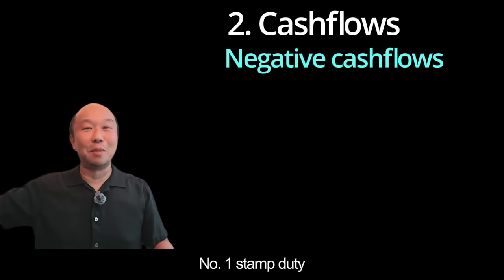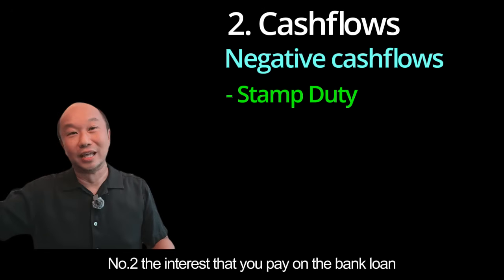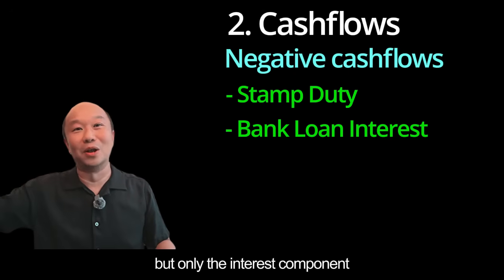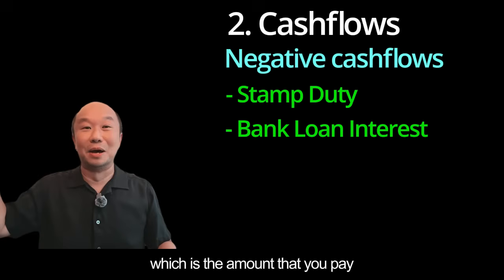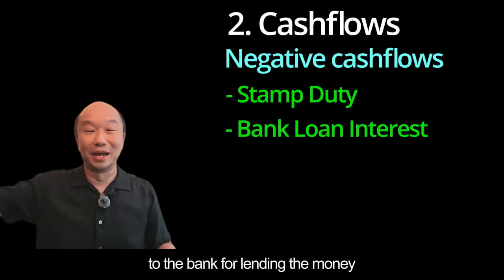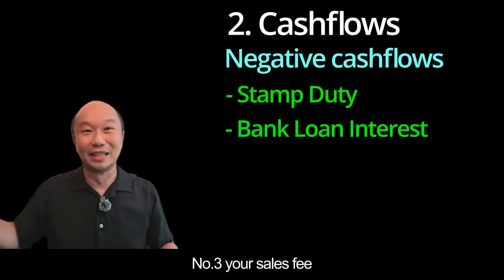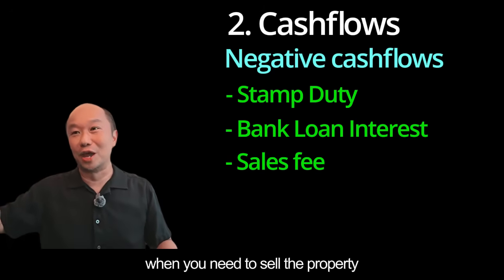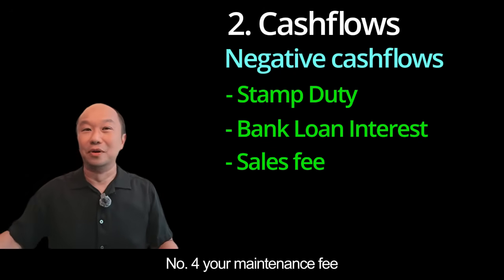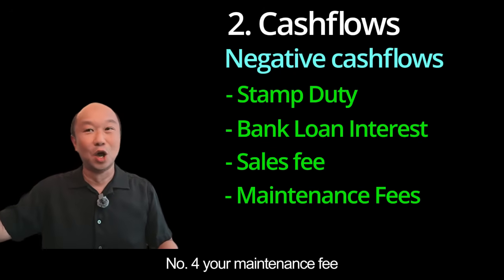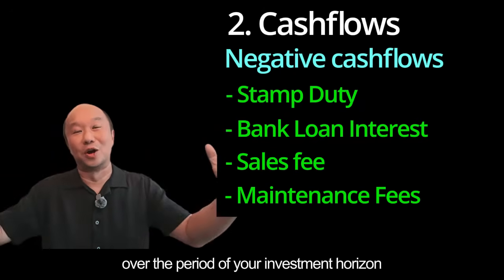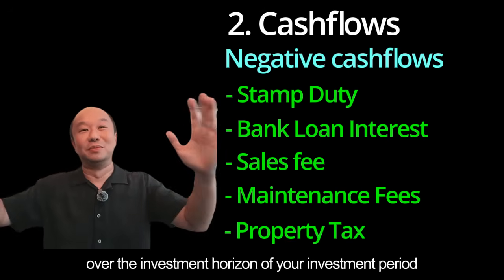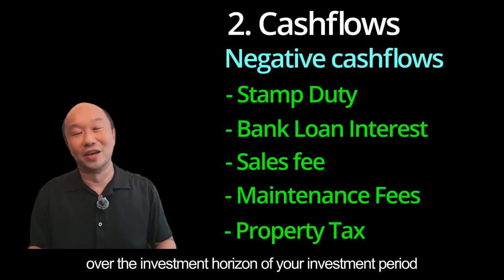What are your negative cash flows? Number 1, stamp duty. Number 2, the interest that you pay on the bank loan. Not the monthly mortgage payment, but only the interest component, which is the amount that you pay to the bank for lending the money. Number 3, your sales fee, which is your exit cost when you need to sell the property. Number 4, your maintenance fee over the period of your investment horizon. Number 5, your property tax over your investment period.